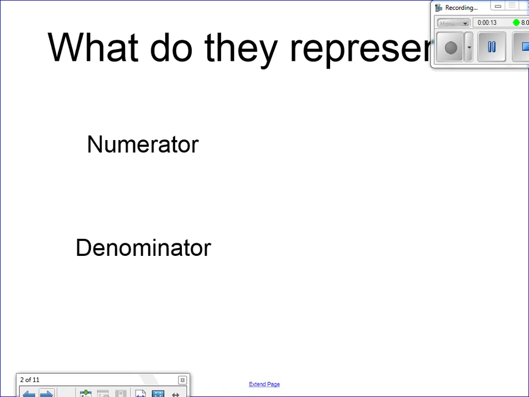What do they represent? Numerator represents a part. Denominator is the whole. Part of the set, the whole set. A part, a piece, the whole set.